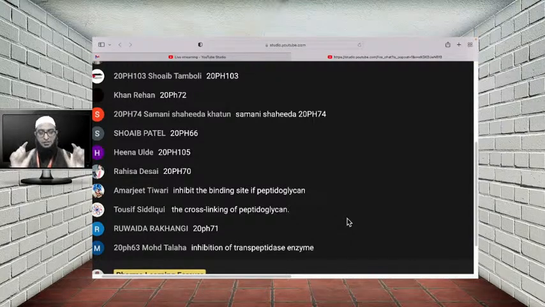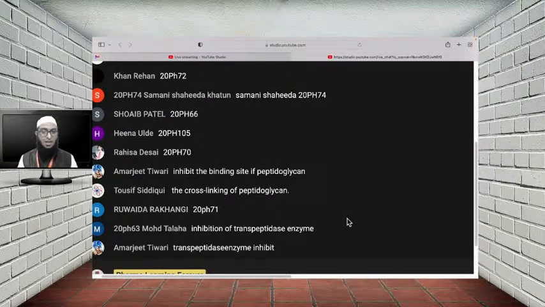Okay. So since it inhibits the transpeptidase enzyme, which is responsible for cross-linking of the peptidoglycan in the bacterial cell wall structure, and since there is no cross-linking, there is lysis of the cell wall, and due to lysis of the cell wall, there is death of the bacteria. Okay. So this was the mechanism of action.